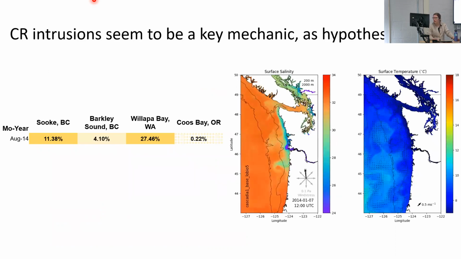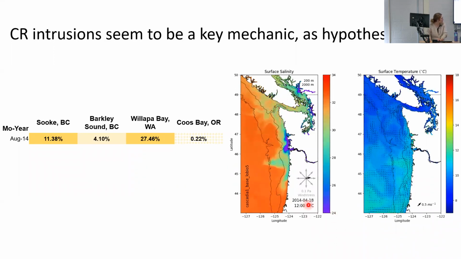Is this a video? Yeah. So Columbia River intrusions do seem to be a key mechanism, as hypothesized. If you look at what the wind was doing during that time, I wonder if I can fast forward. Sometimes there's a little scroll bar where you can fast forward. But anyway, let's watch this clock tick up until August.